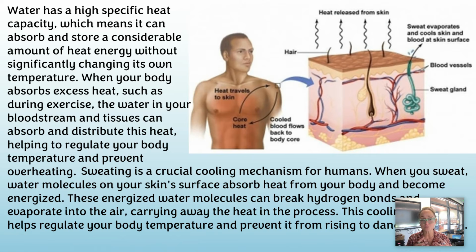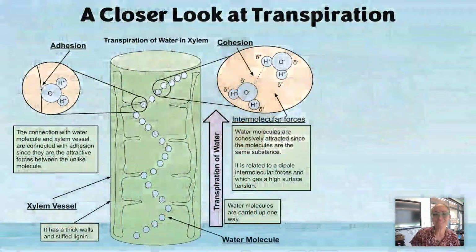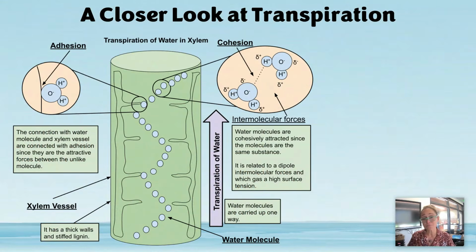So these energized water molecules can break hydrogen bonds and evaporate into the air, carrying the heat away in the process. This helps us cool our bodies down and regulate our body temperatures and prevent it from rising to dangerous levels. This is also why when it's really humid outside, it's hard to cool off, because your sweat isn't really evaporating as much.